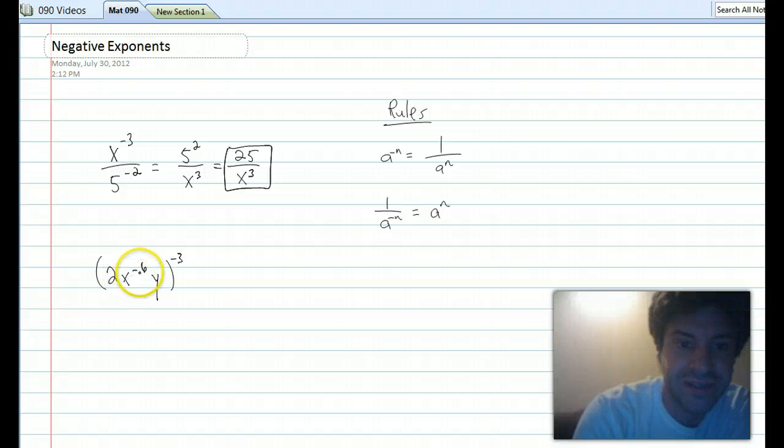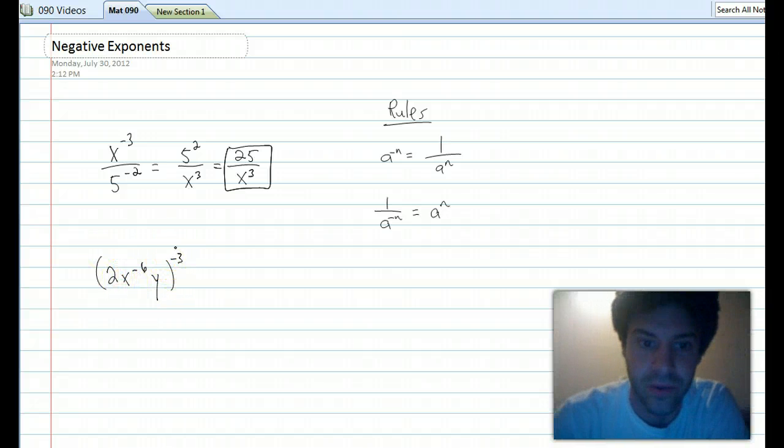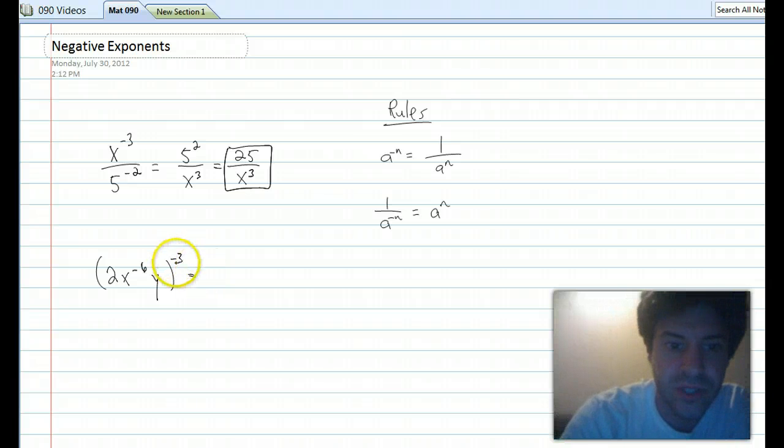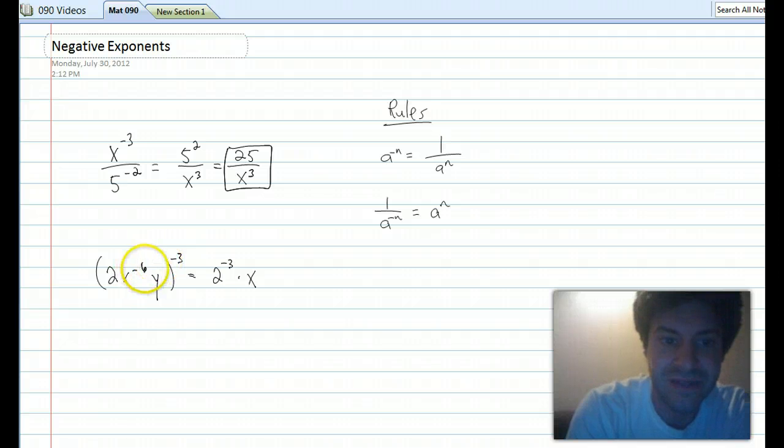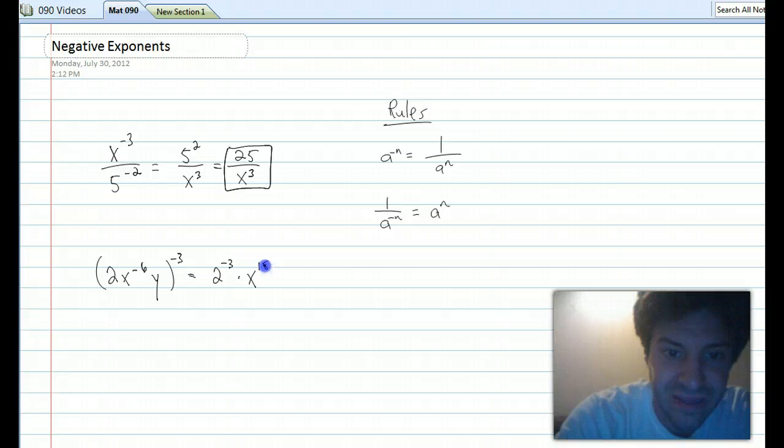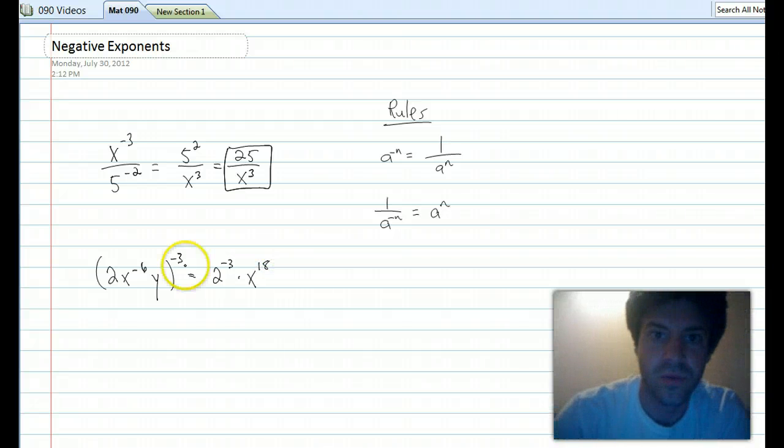We have 2x to the negative 6y, the whole quantity to the negative third power. The last video said that what we could do is distribute this negative third power to each one of these three terms, because all three of these terms are multiplied together. So we can write this as 2 to the negative third power times x to the negative 6th power times negative 3, which is the positive 18th power. We're then going to get y to the negative third power.